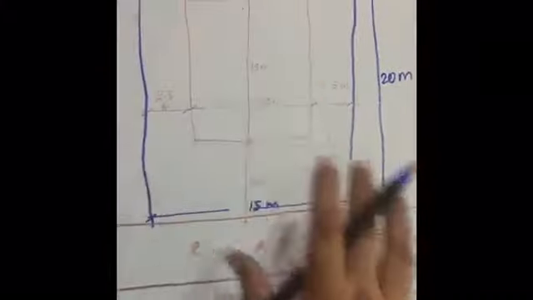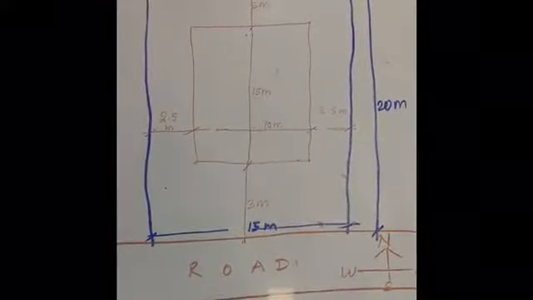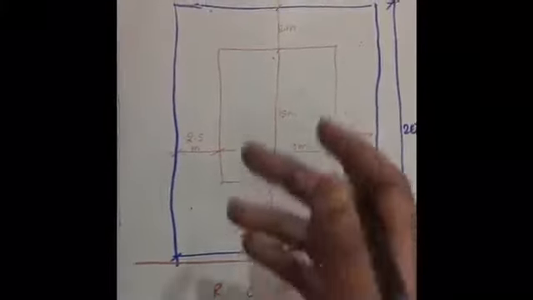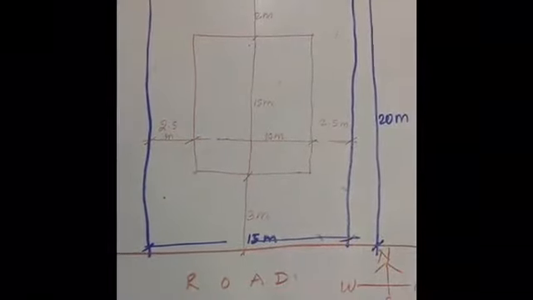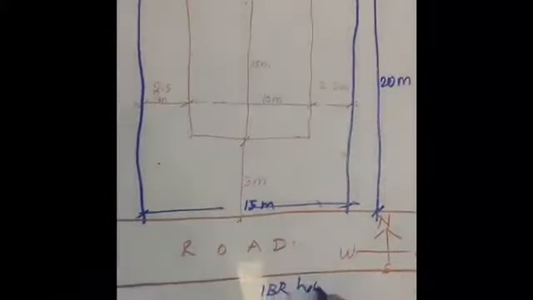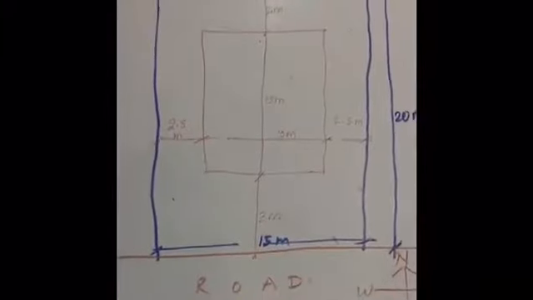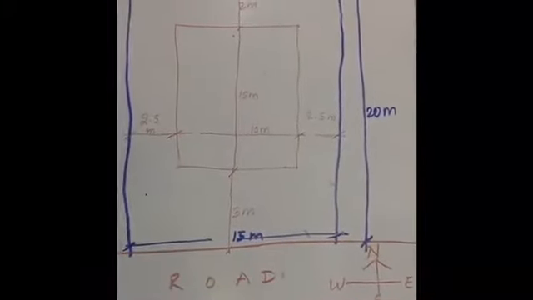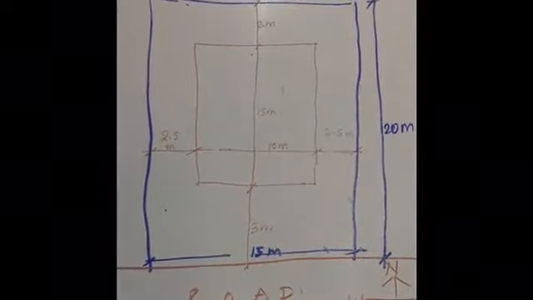Okay, I've erased everything. I've come back to our 10 meter by 15 meter plinth area. Now your friends in the class have been asking me, how do you design? Now you are asked to design a one bedroom house, and they have given you that you need a living cum dining area, kitchen, bathroom, bedroom, and a veranda.